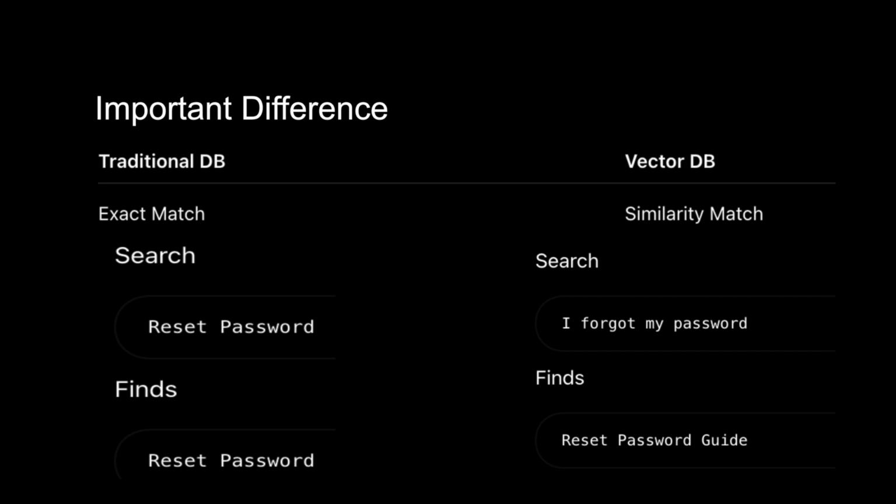Traditional search relies on exact words. Like here, the user searches for reset password. If the words don't match, traditional search may return nothing. Whereas in semantic similarity matching, when the user searches for I forgot my password, the reset password guide is returned. The wording is different, but the meaning is the same. Vector databases understand semantic similarity.